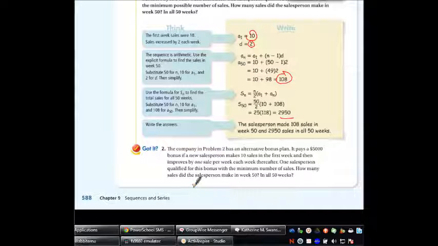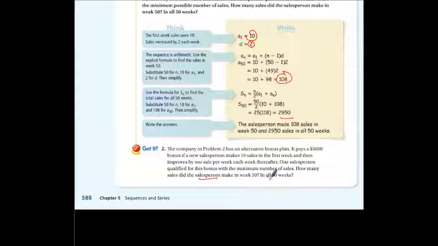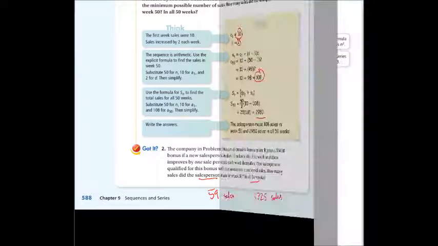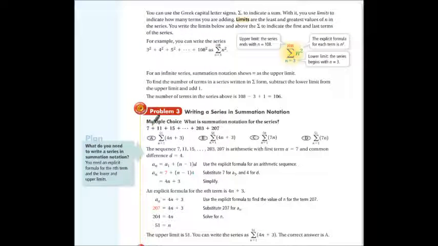Okay, so just like in Got It 1, there were 2 questions. How many sales did the salesperson make in week 50 and then in all 50 weeks? In week 50, it was 59 sales. In all 50 weeks, it was 1,725 sales. And if you didn't get that, try again. If you still don't get it, make sure you pause the video or make a note of it, and we'll get it in class.